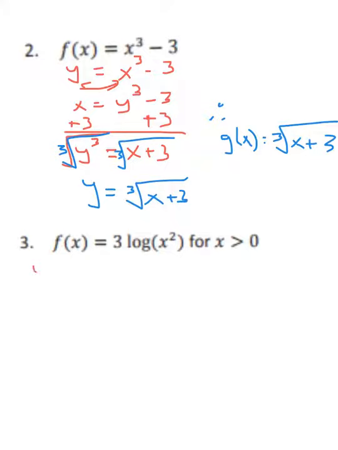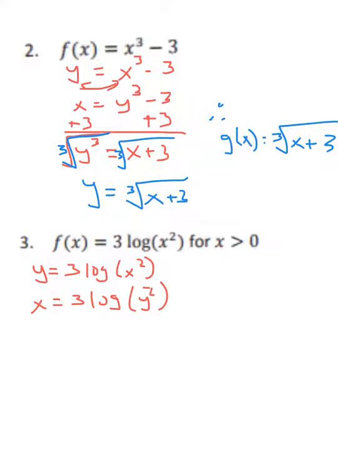First step, when we have f of x is equal to 3 times the log of x squared, we're going to get y equals 3 times the log of x squared. Switch the variables. So x equals 3 times the log of y squared. And now we have to solve for y.